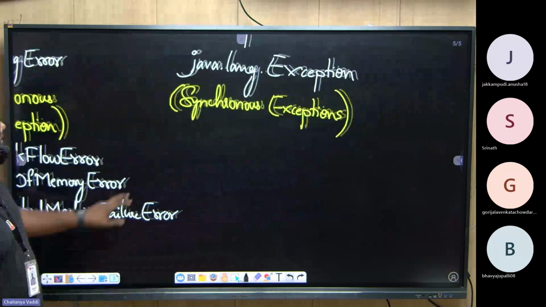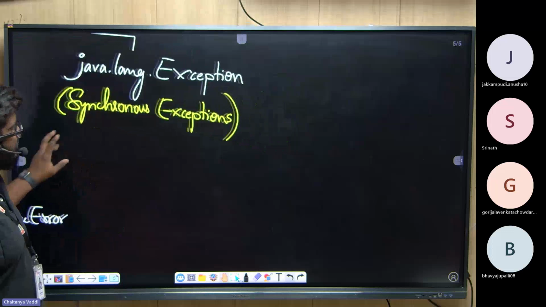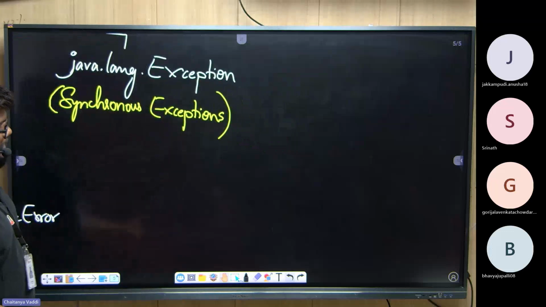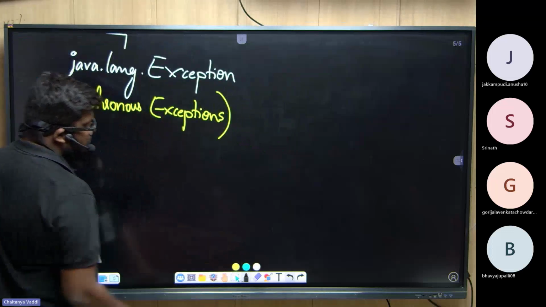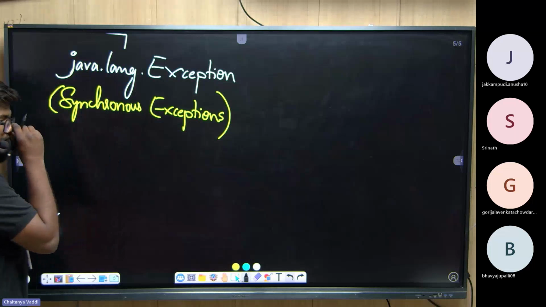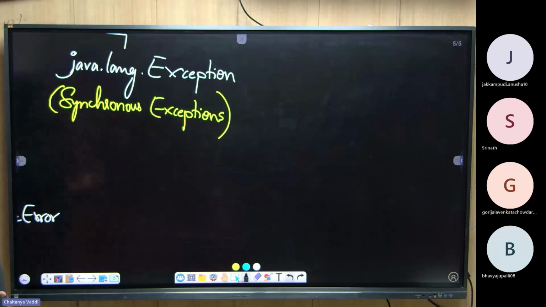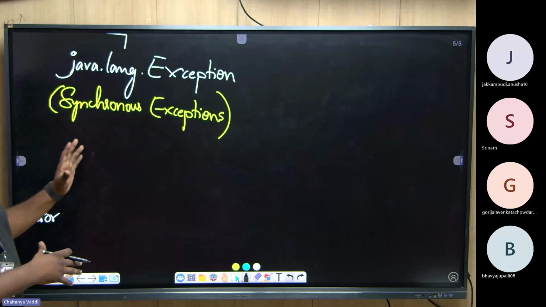So coming to the Exception class, meaning the synchronous exceptions, we have already discussed that there are two types of synchronous exceptions, right? They are checked exceptions and unchecked exceptions. I'm not going to classify them directly here.